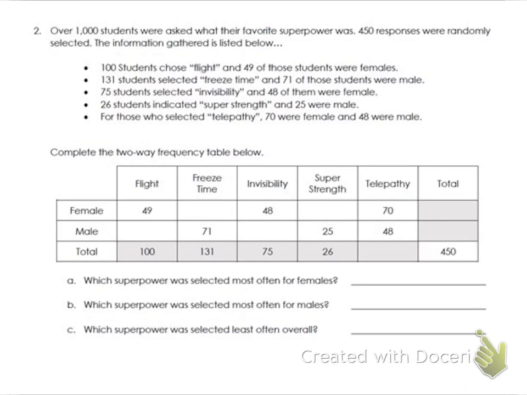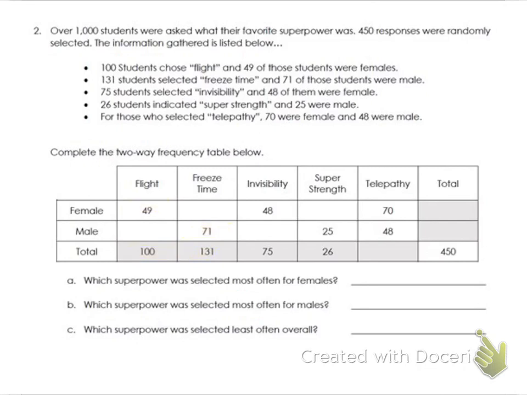So we are given information, and I've already filled in what we know. So it says for the first bullet, 100 students chose flight. So they would want to fly as their superhero power, and 49 of the students were females. So I've filled that in right here. 49, 100 students. Then the next section, 31 students chose freeze time, and 71 of those 131 were male. So I filled that in the male column, and 131 total. So we're basically looking at columns right now. The rest of it you can read for yourself, but I filled the rest of the table in for us, and we don't need to fill those in.